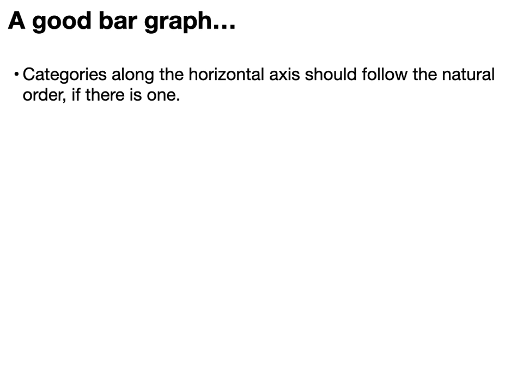Okay, and so here's a little bit of summary on what makes a good bar graph. It's helpful to have the categories along the x-axis, the horizontal axis, match a natural order if there is one. If you go back to the graph on the previous slide, it would be kind of goofy if I had those categories ordered like second, first, fourth, third, something like that.